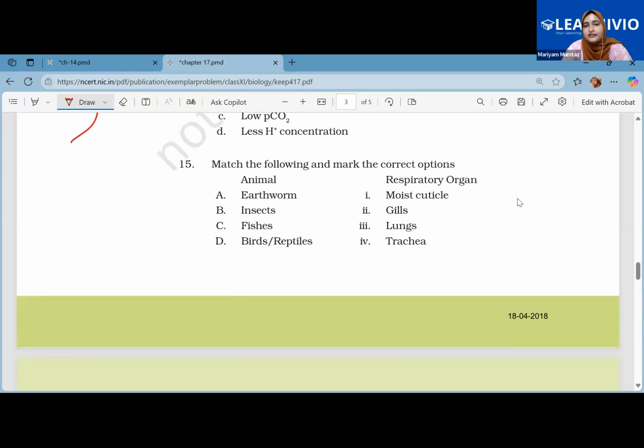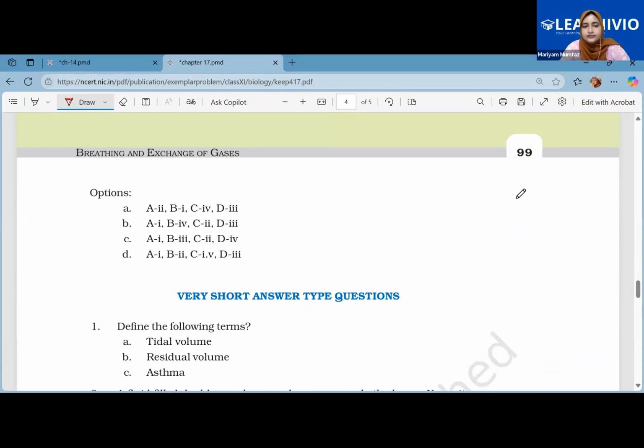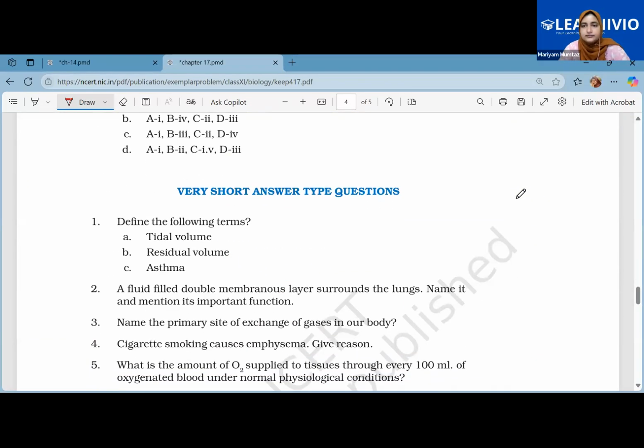Okay, then match the following and mark the correct options. Earthworm, where should I put it? Moist cuticle. Insects? Trachea. Fishes? Gills. And birds and reptiles? Okay. Done. Any doubts up until now? We're done with the basic MCQs.